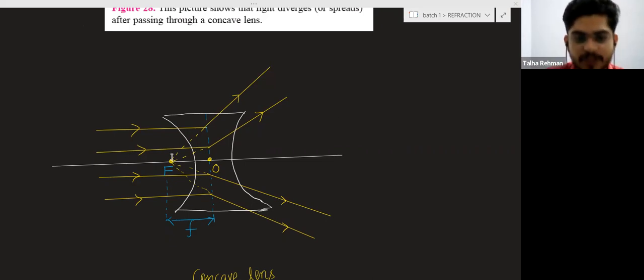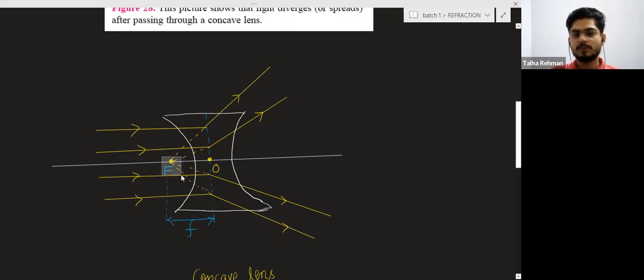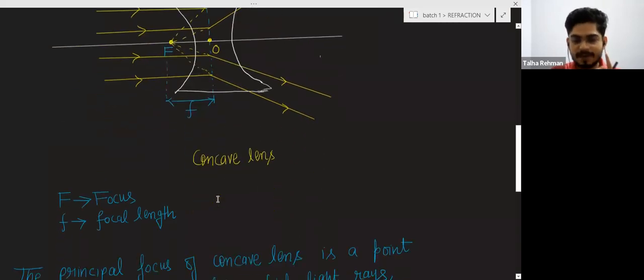I am telling why this is a virtual focus, because you can see that focus is a point. This point is the focus, and this is the virtual focus because the light rays are not actually meeting at this point. Light rays are going in this direction after refraction in actual, but these rays are just appearing to meet at this point. So that is why the focus of the concave lens is virtual.